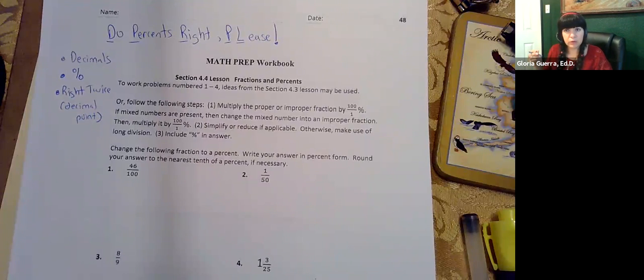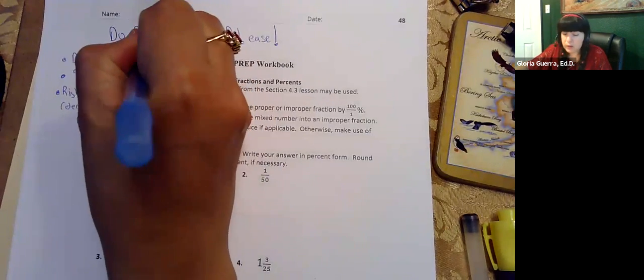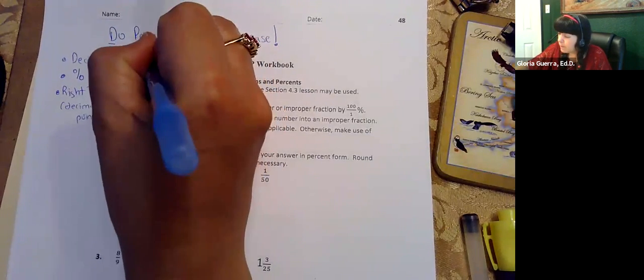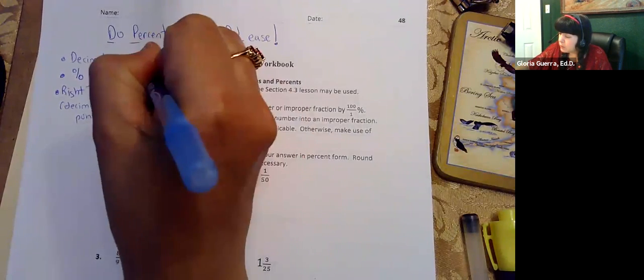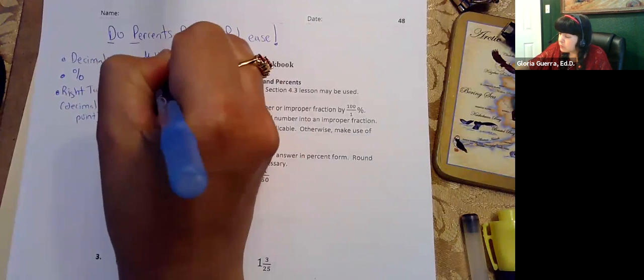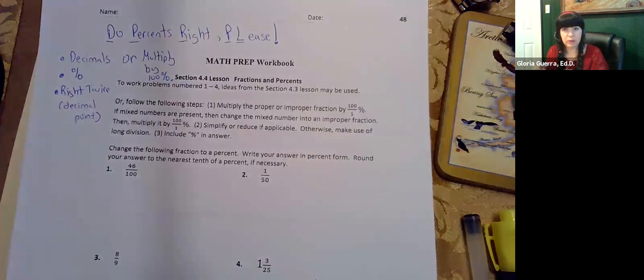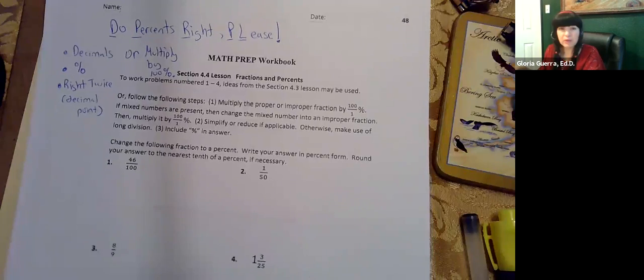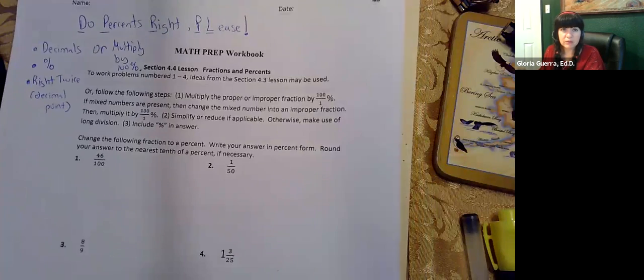The other idea that we shared, if you don't want to take the decimal and move it to the right twice, is you could multiply by 100%. That would do it also, multiply by 100%. So in the 4.3 lesson, I showed you some of both.